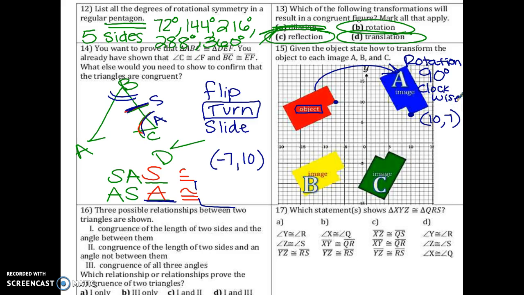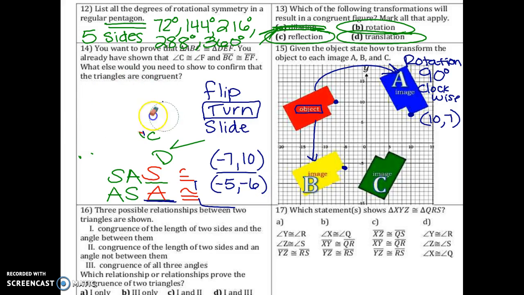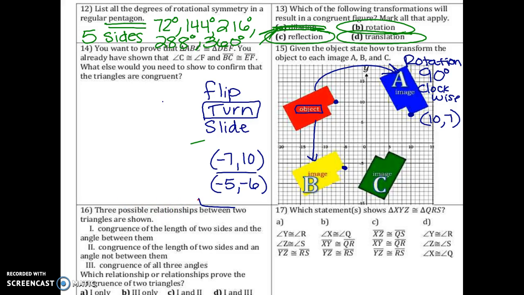Okay, so object A to B, is that a slide, flip, or turn? In this case, it's not a flip over, it didn't turn, it just slid straight down. So I'm going to look at that same point, that negative 7, 10, and how many do we have to go to get to that same point here, which looks like negative 5, negative 6. So it is a translation. We would write that out, because a slide is a translation.